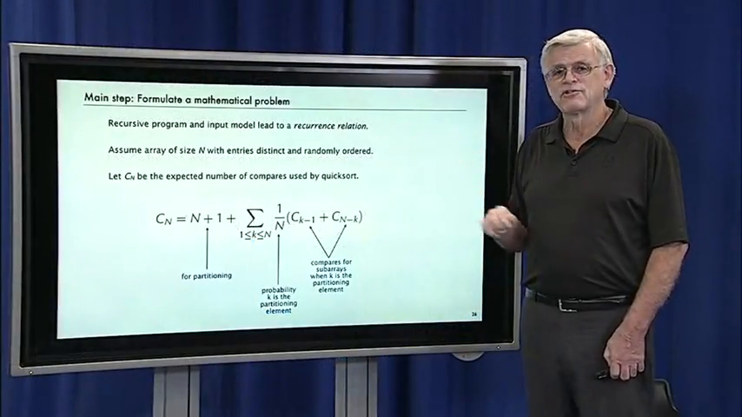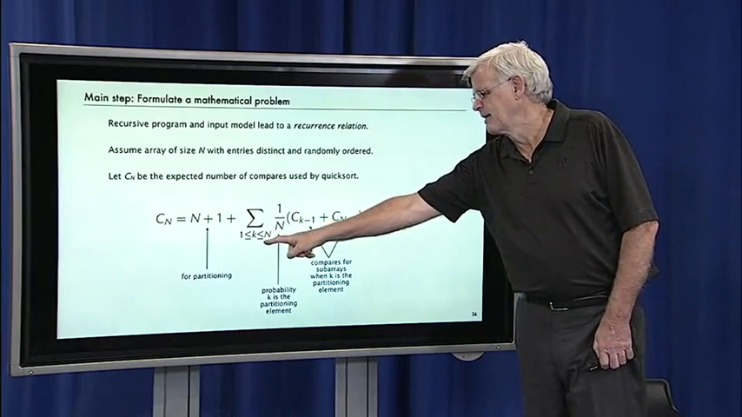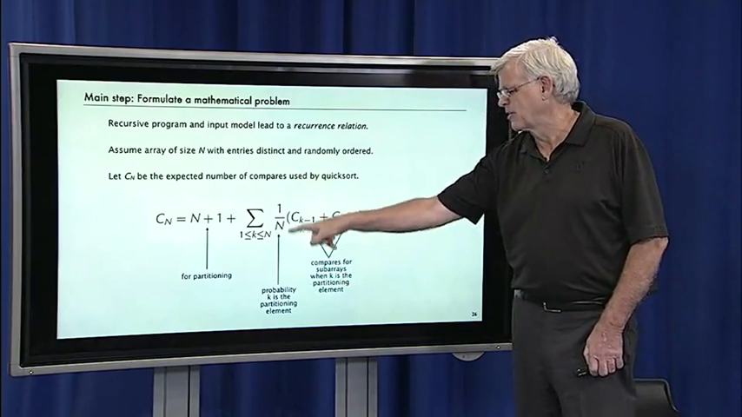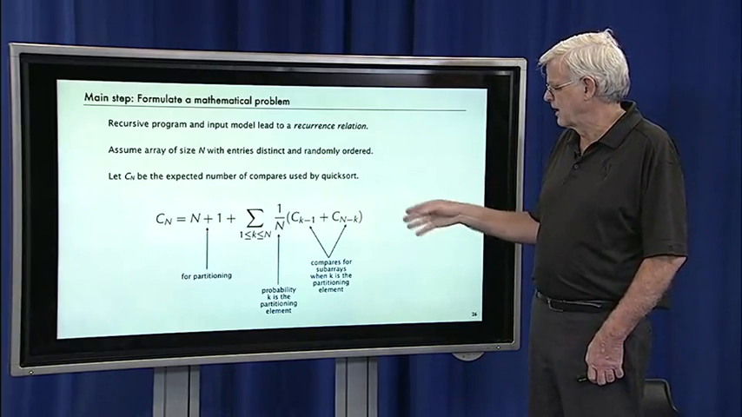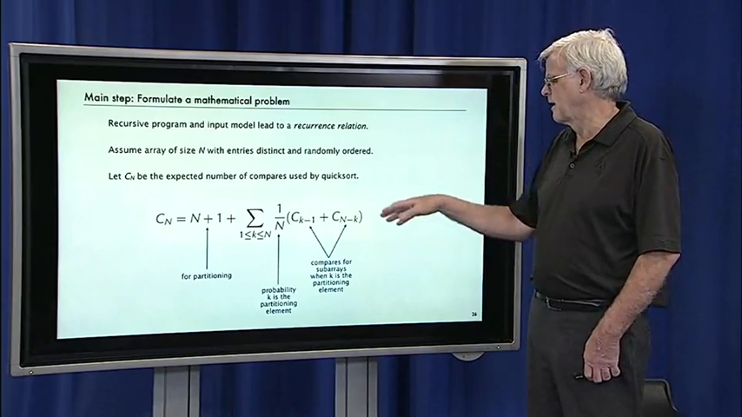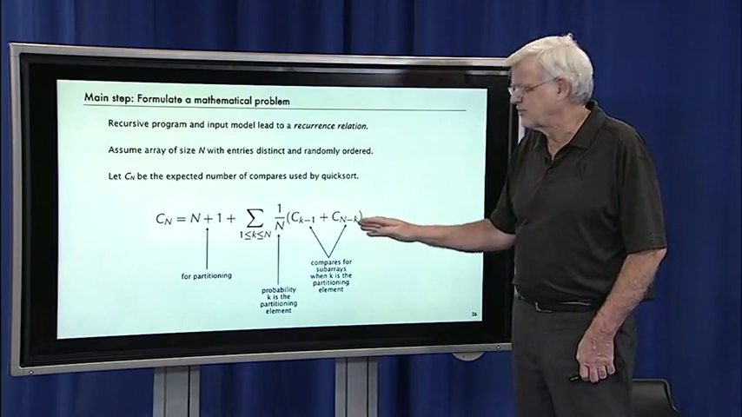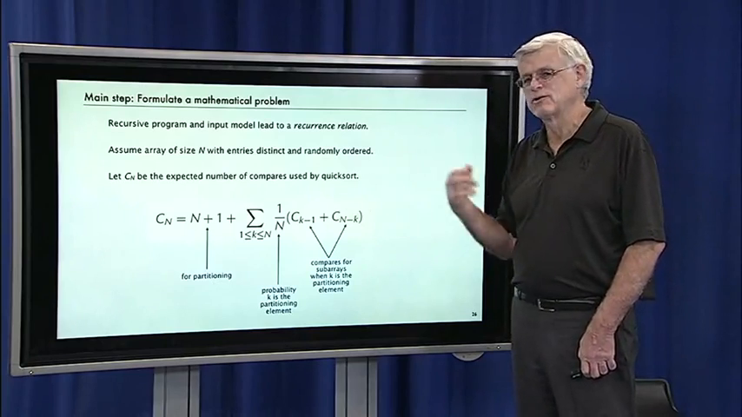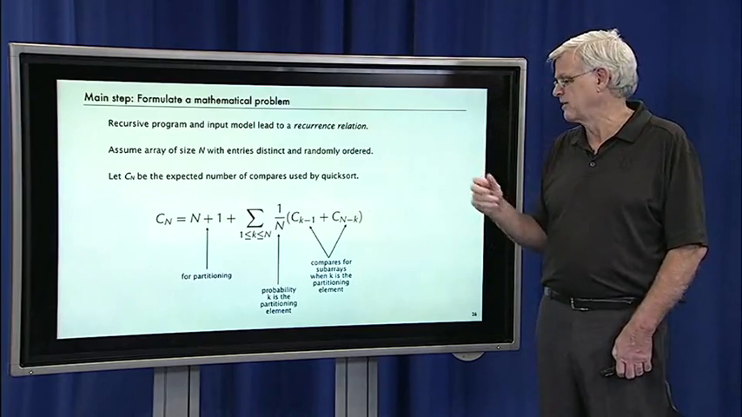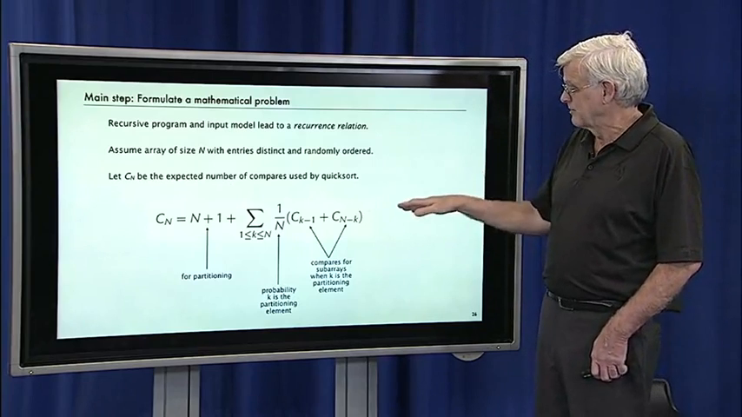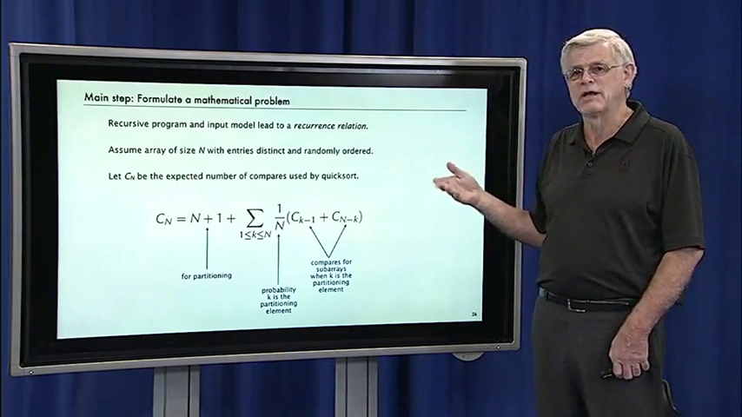You need n plus 1 compares to do the partition, so that's the first thing. Then, for every possible value of k, that value is the partitioning element with probability 1 over n, and then it leaves 2 subarrays to get sorted afterwards, and those are randomly ordered. So the cost of doing the left subarray, which is of size k minus 1, is just C sub k minus 1, and the cost of doing the right subarray is C sub n minus k. So that's a formula that describes the running time, the number of compares used by Quicksort.